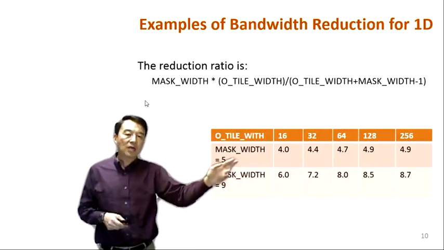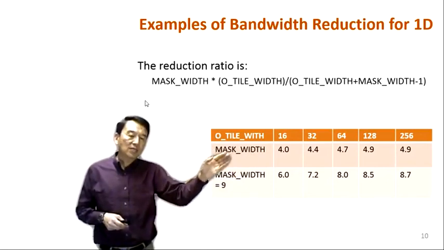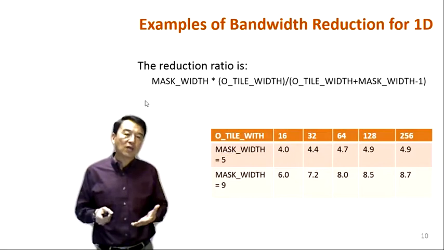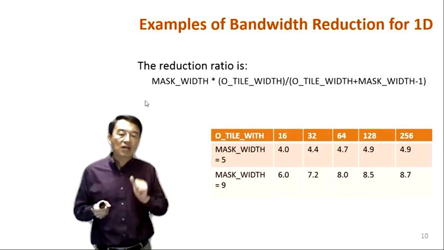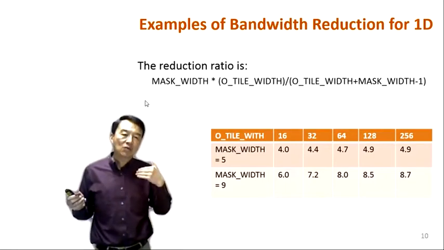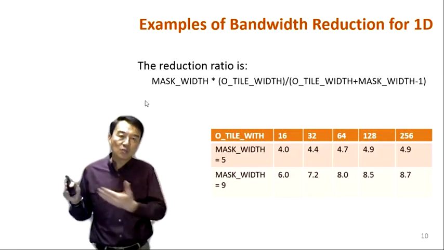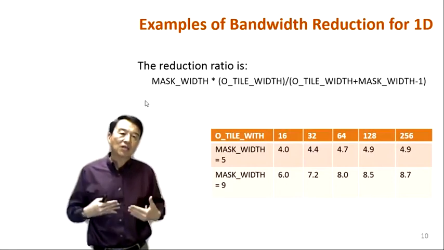we see that as we increase the output tile width, the ratio increases towards 5. And this is actually intuitive, because ideally every output element will be using 5 input elements. The reason why we don't have 5 times reuse is because we have some of the elements on each side of the output tile that are reused fewer times, because the input tile is bigger than the output tile.